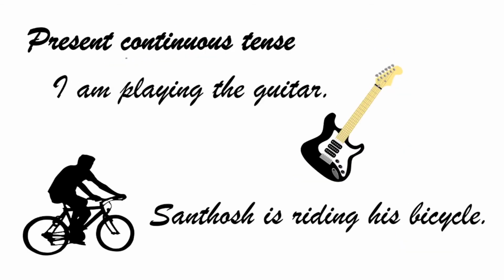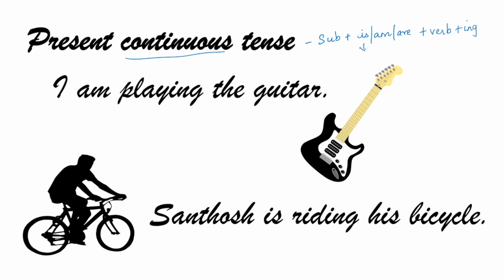Then moving on to present continuous tense. Present continuous tense can be used to describe an ongoing action of the present. Actions taking place exactly at the time of speaking come under the category of present continuous tense. So, I am playing the guitar and Santosh is riding his bicycle are actions taking place at the time of speaking. The general pattern to frame sentences is subject plus is or am or are plus verb plus ing.